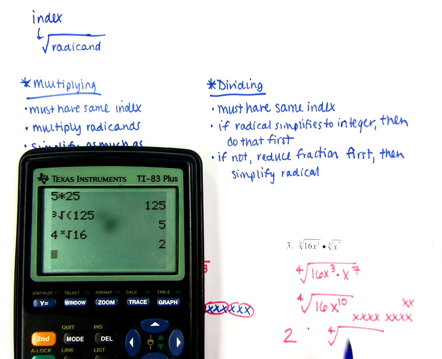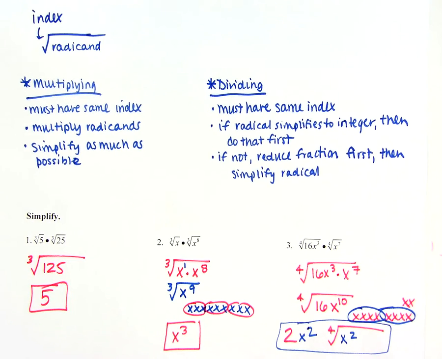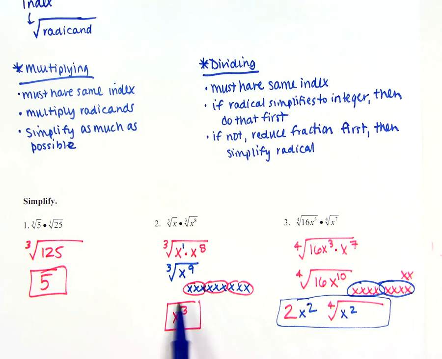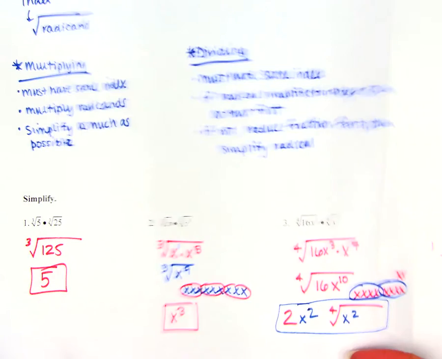So we can do 1 group, 2 groups, that's x squared. And there's 2 x's left over. So it's 2x squared times the 4th root of x squared. So if you notice, number 3 was the only one that had something left over inside the radical. Otherwise, the other ones, everything was removed from the radical. All right, flip to the next page.